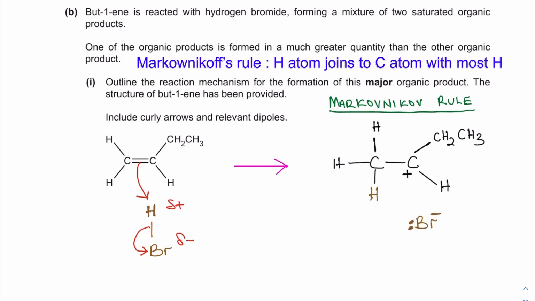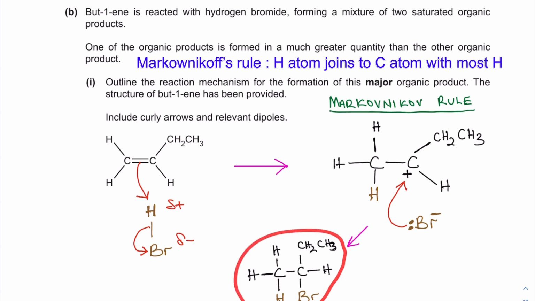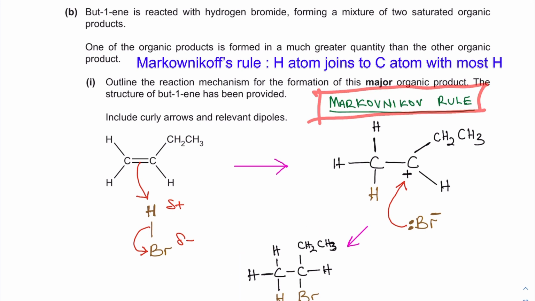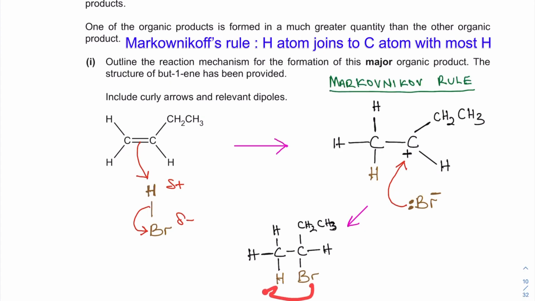The next stage is where the lone pair on the bromide ion attacks the carbocation to then form the major product. This major product is formed due to Markovnikov's rule. The minor product will be where we swap these two, so the bromine goes there and the hydrogen goes there. That will be the minor product. Otherwise, this is the major product.